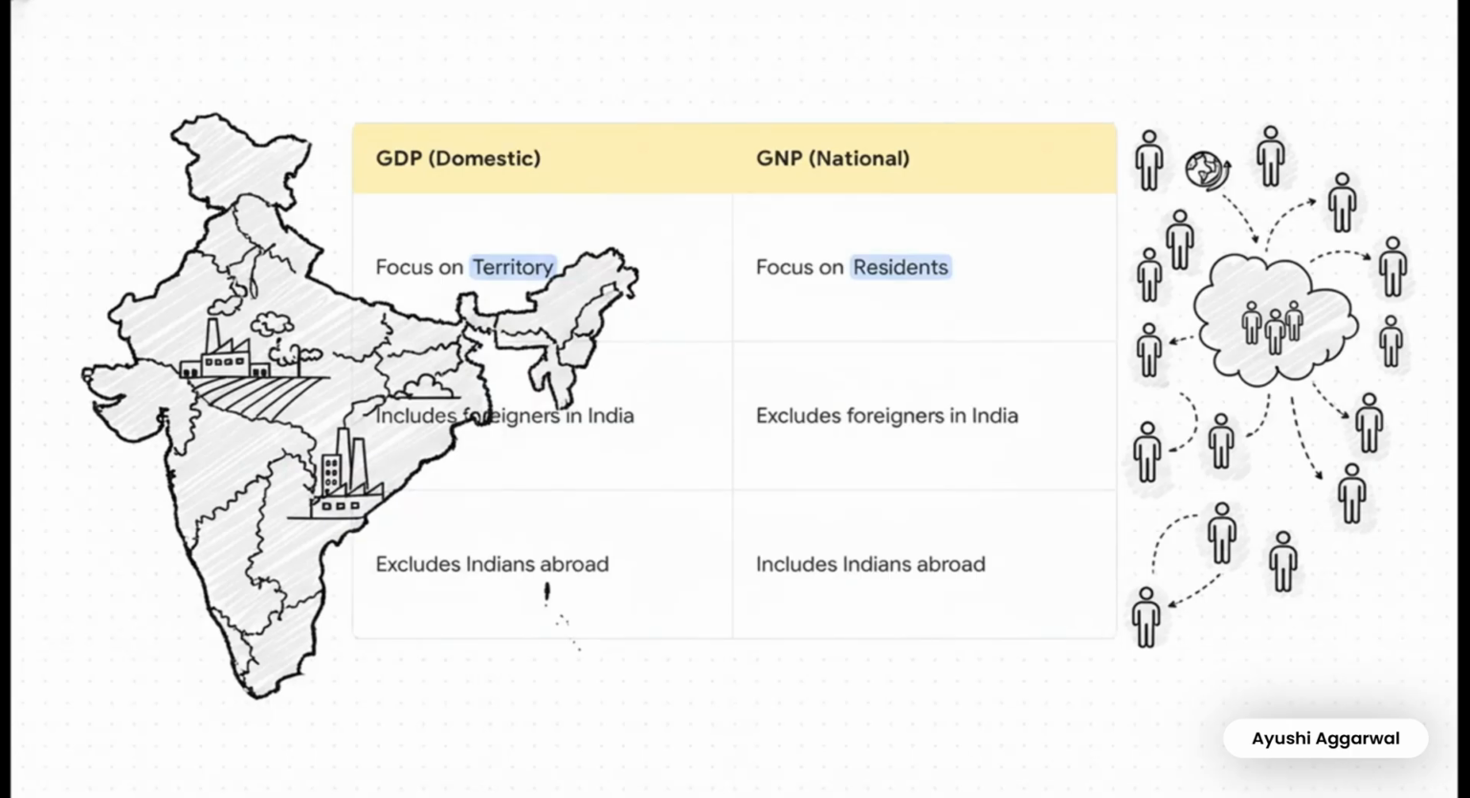And this table perfectly illustrates that core difference. Just take a look and lock this concept in your mind forever. Remember, the D in GDP is for domestic, meaning territory. The N in GNP is for national, meaning residents. This simple trick will make sure you never, ever get confused.